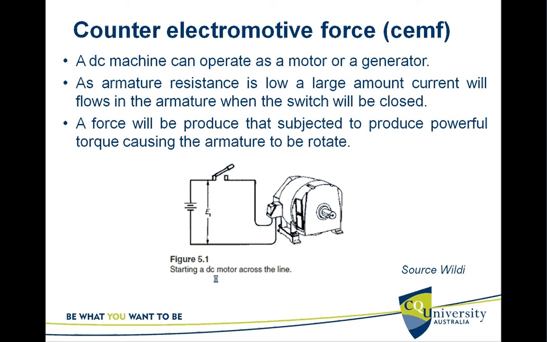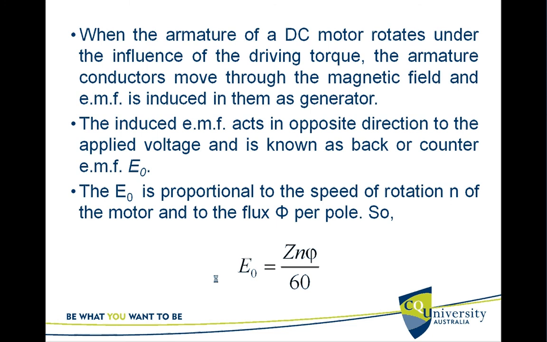So just as you switch on, there will be high current. That high current goes in the armature conductors. When high current goes in the armature conductors, because of the air gap flux there will be a high force exerted on the armature conductors, which will create a high torque, and the shaft will start rotating. Then what happens? When the armature of a DC motor rotates under the influence of the driving torque, the armature conductors move through the magnetic field and the EMF is induced in them as in a generator.